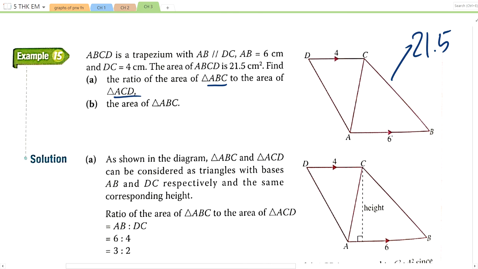Can you see that these two triangles have a common height? Where is the common height? CA. No, CA is not a common height. The height must be perpendicular to the base. It's shown over here.